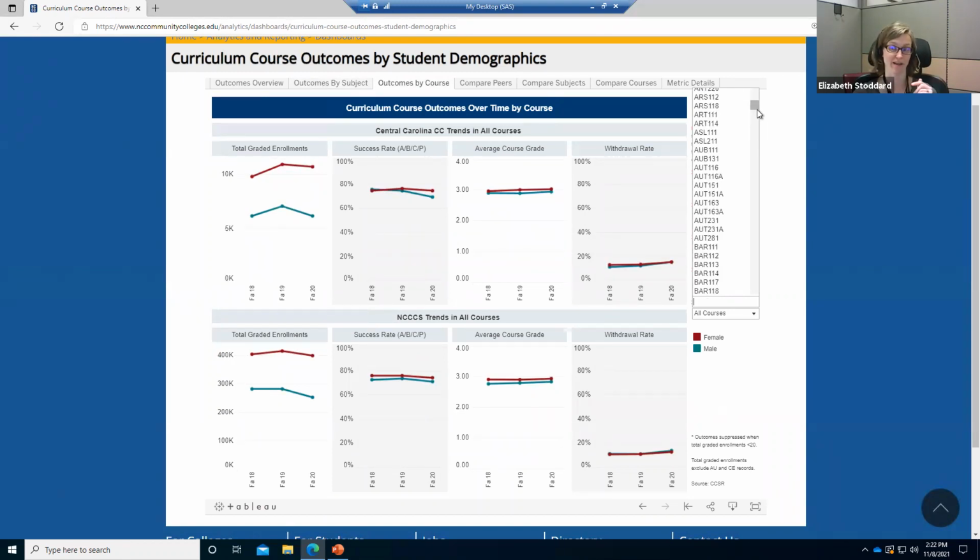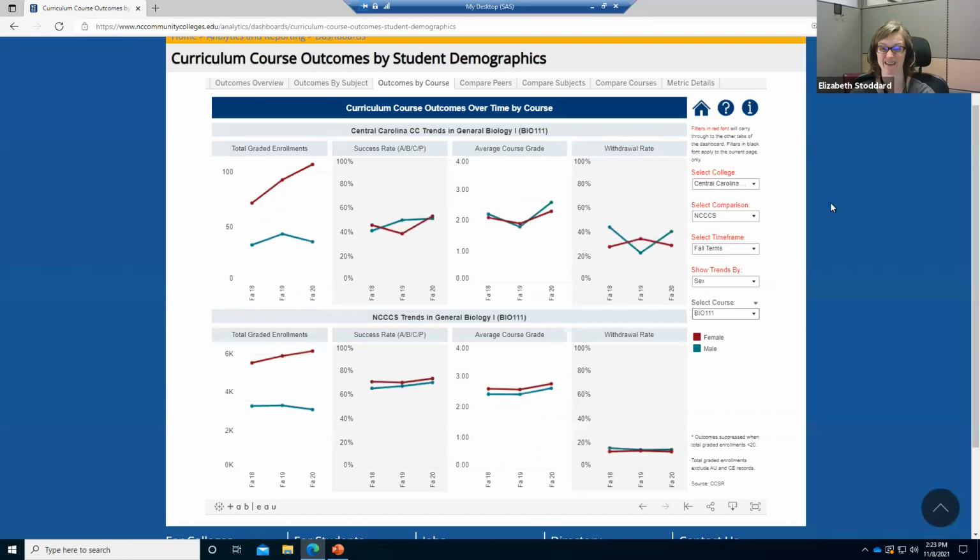And that is because, for one thing, the groups would get too small. Except at some of our largest colleges, probably many of our sections would have fewer than 20 students. And so you really wouldn't be able to see very much if we went down to the section level. So we're keeping it at the course level for this dashboard, just to allow you to actually see more.